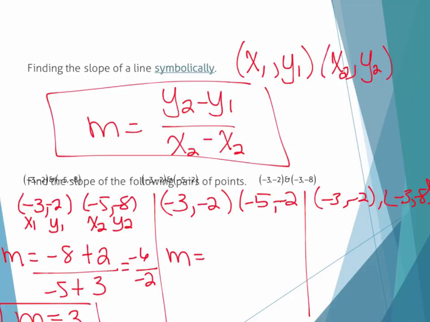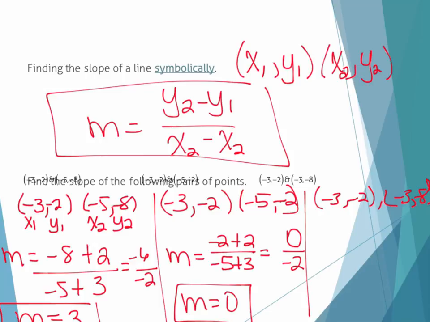The next one, -2 minus a -2 over -5 minus a -3. So I have 0 over -2, which is just 0. Last one, -8 minus a -2 divided by -3 minus a -3, which is -6 over 0. I know I can't divide any number by 0, so m is undefined.